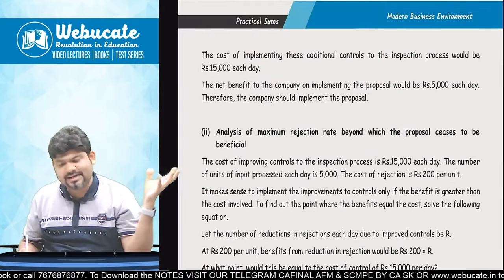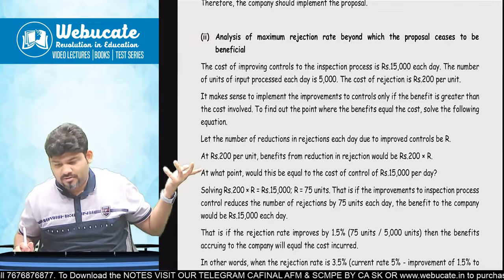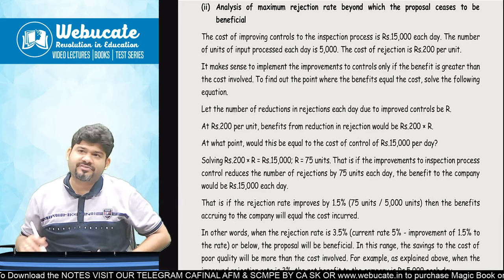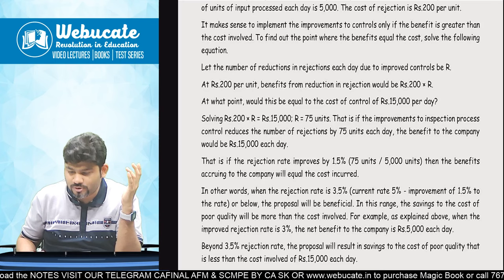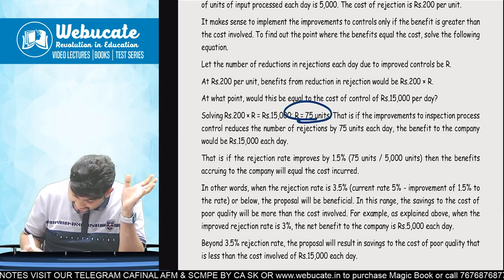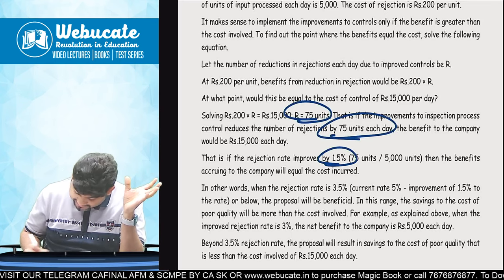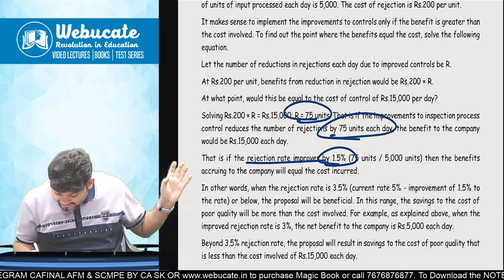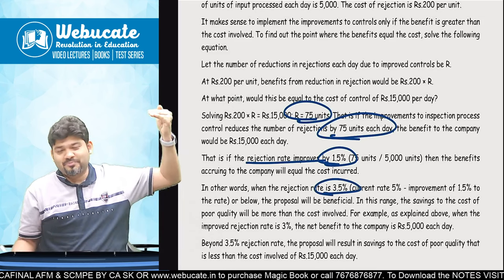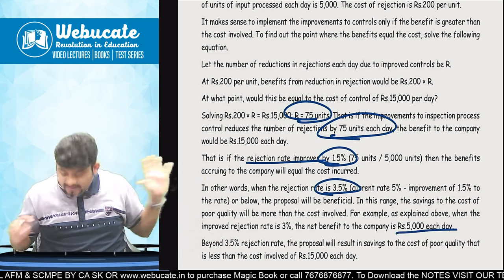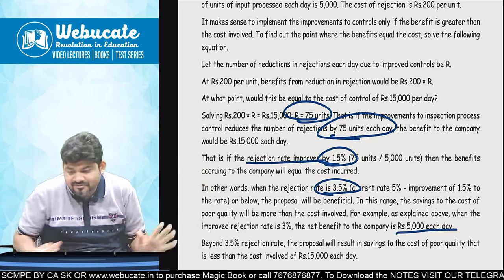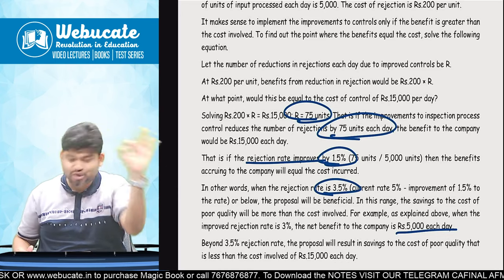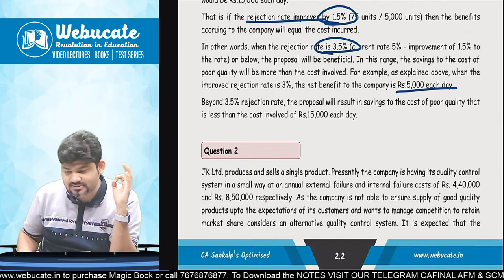You can read the detailed answer if you have time. Obviously, I have to get it done in terms of understanding, and ensure that if an MCQ comes, you should be able to answer it. So see here, 75 units each day is what we will save. That is a 1.5% rejection rate improvement. In other words, when the rejection rate is 3.5%, till then we will be accepting it. Below that, we will not accept it at any cost. Understood? Done with this question.